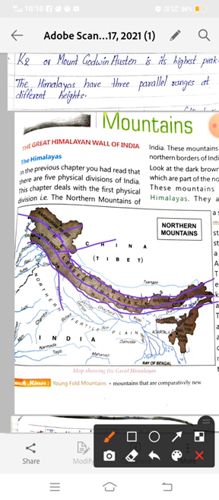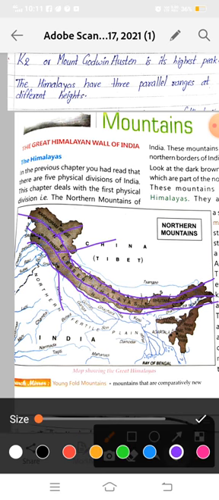And in this chapter you learned that the Inner Himalaya is also known as the Himadri range. See, I'm using another color. This inner range, because it was formed earlier.